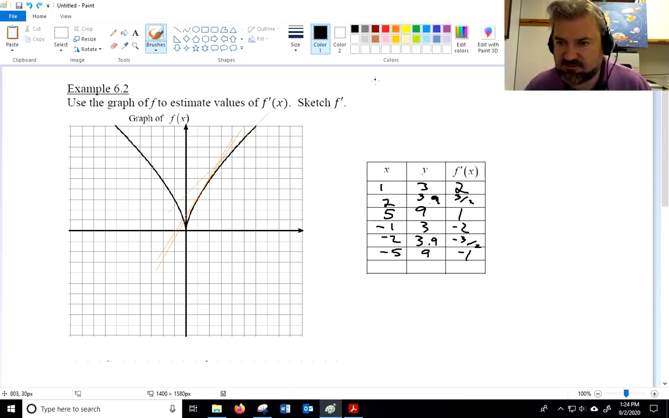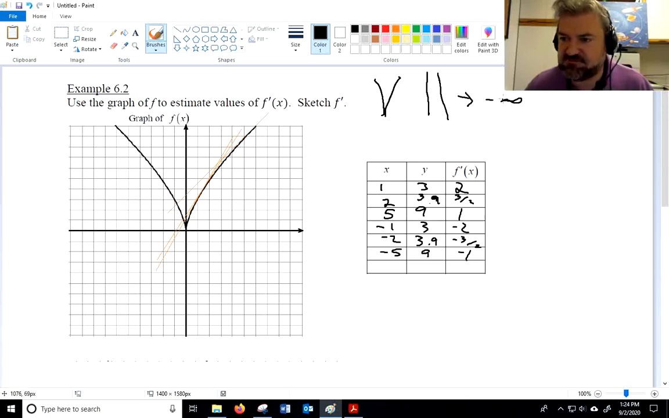Oh, that's not how I meant to draw that. Like that and like that. And so on the left-hand side of 0, you're going to be getting tangent lines that are getting more and more negative. In other words, going to negative infinity. But on the other side, you have tangent lines that are getting steeper and steeper and steeper as if they're going to positive infinity. So I'm going to say that at x equals 0, the y value is 0 and the derivative does not exist.